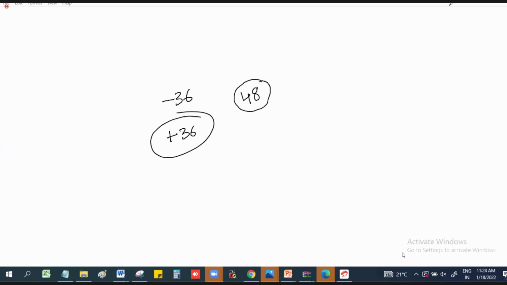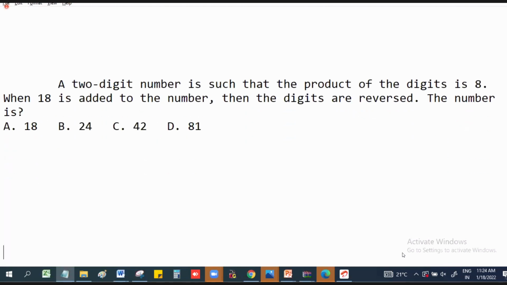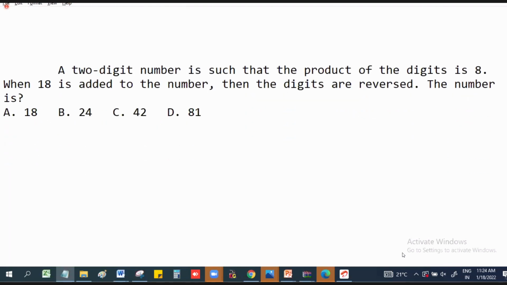Now we are going to solve a couple of questions based on numbers. It's a number-based question. First, quick. Every question gets 1 minute of time, your time starts now.